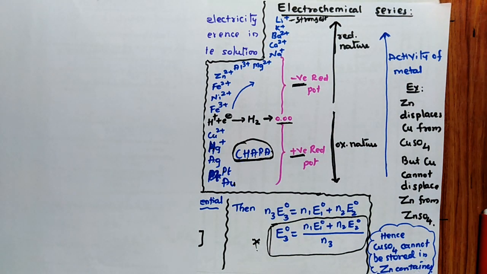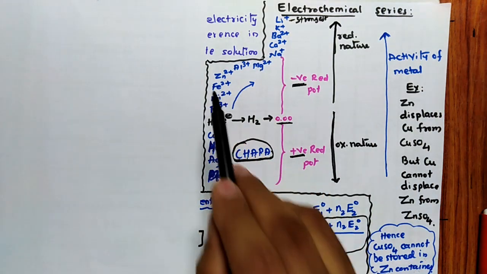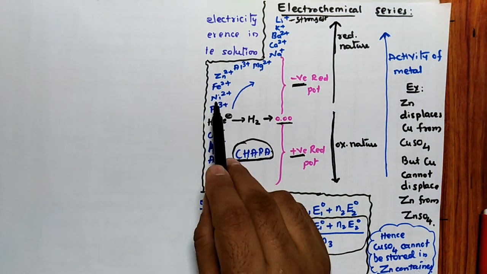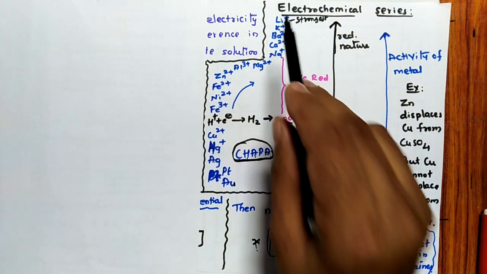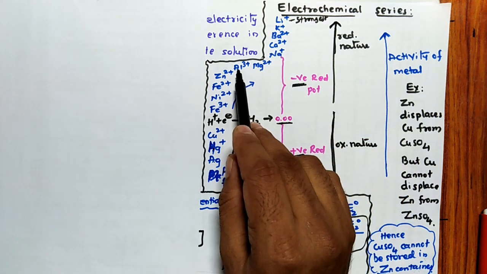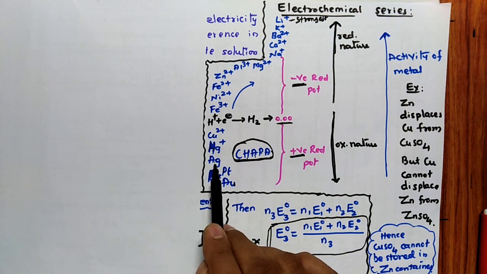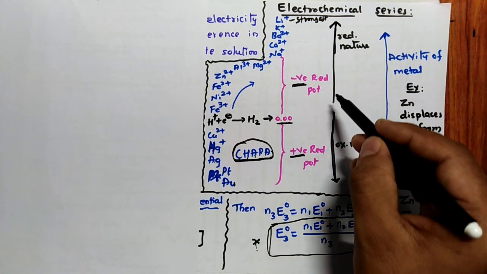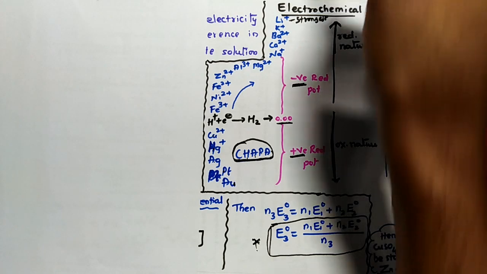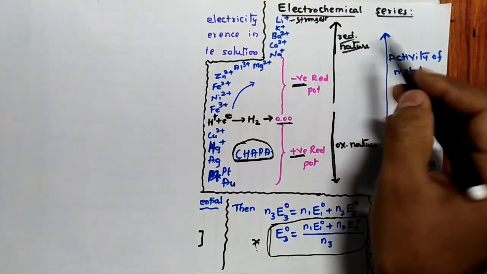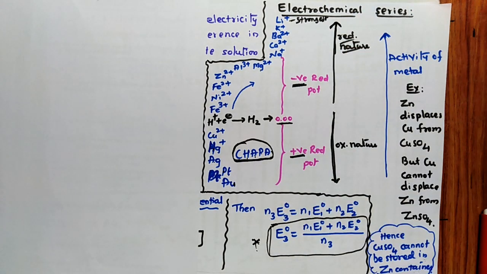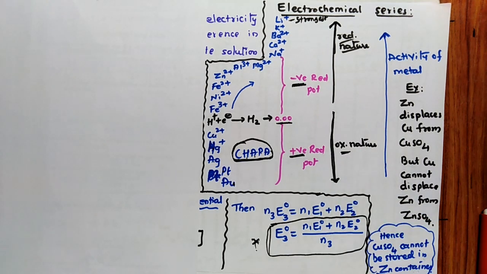So remember, reducing nature can be predicted very easily. Fe is a good reducing agent than nickel, lithium is a good reducing agent than sodium, sodium is a good reducing agent than zinc, zinc is a good reducing agent than iron, like that. But as oxidizing agents, gold is a good oxidizing agent than platinum, platinum is a good oxidizing agent than silver, like that. So when you go towards the negative end, reducing nature increases; towards the positive end, oxidizing nature increases.